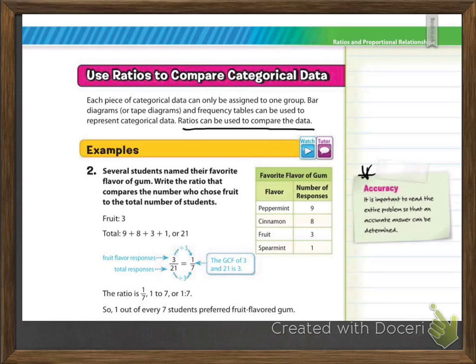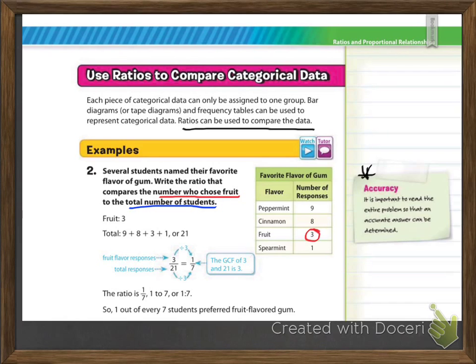Several students name their favorite flavor of gum. Write the ratio that compares. Now, as soon as you see that, write the ratio that compares, your ears should perk up because you know what comes next is going to be some of the numbers you're looking for. So write the ratio that compares the number who chose fruit to the total number of students. Okay, so this is a little different than what we did before. So let's do the easy part first. The easy part is the number of fruit.